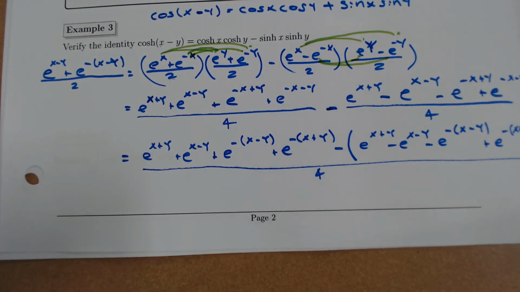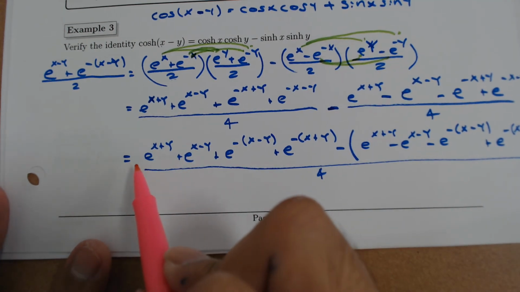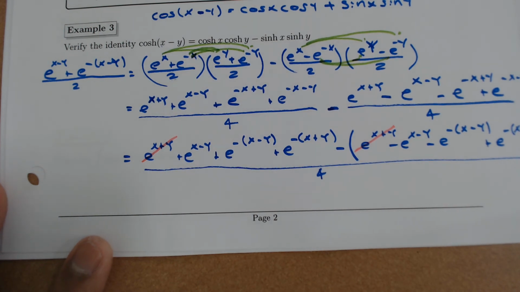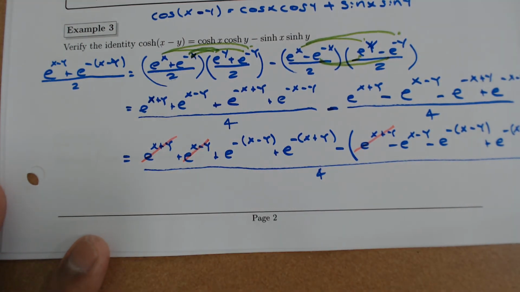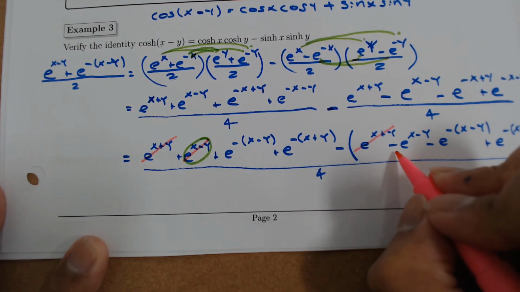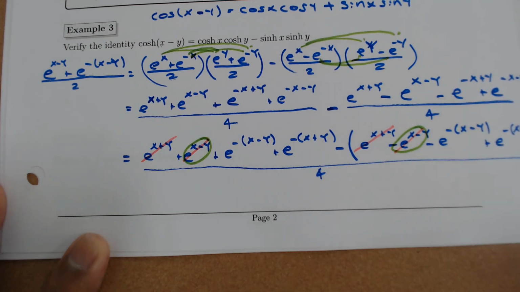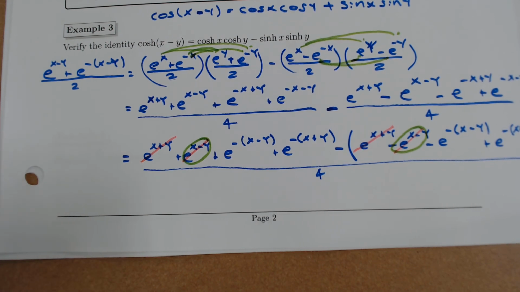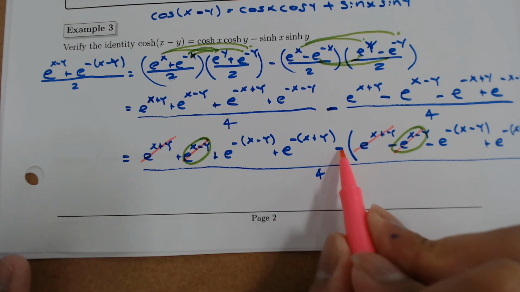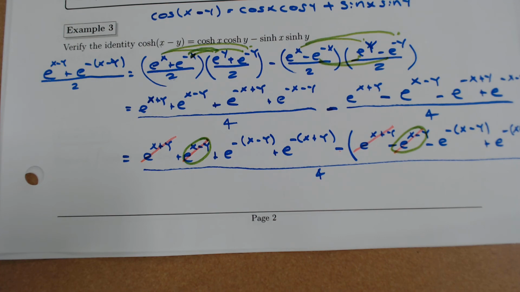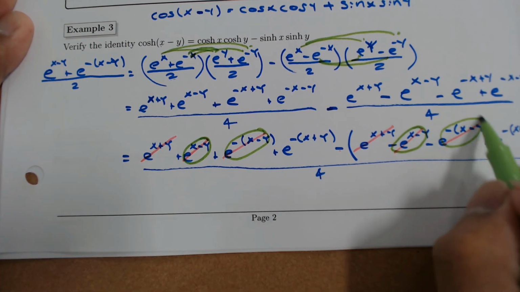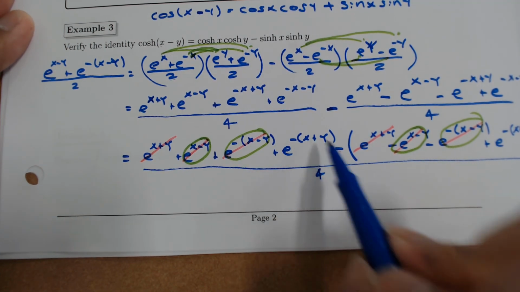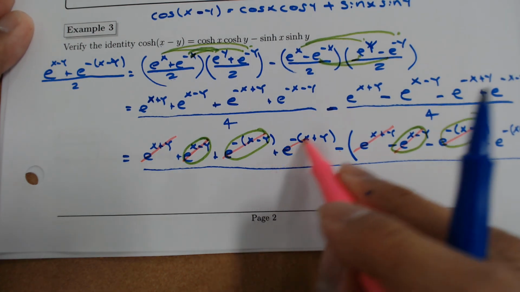So can we start canceling terms? Why not? E to the x plus y minus e to the x plus y. Do we agree with this? And then e to the x minus y with e to the, be careful. This one is not going to cancel. I'm going to use a different color to keep track of it. E to the negative x minus y minus, that will be a plus eventually, so those also add up, so I'm going to keep track of them with a different symbol here. And in this case, e to the negative x plus y minus e to the negative x plus y, these two cancel indeed. All right?